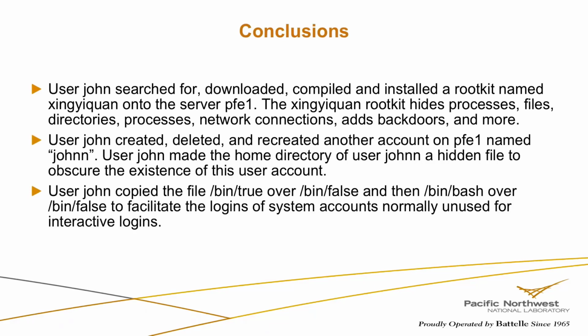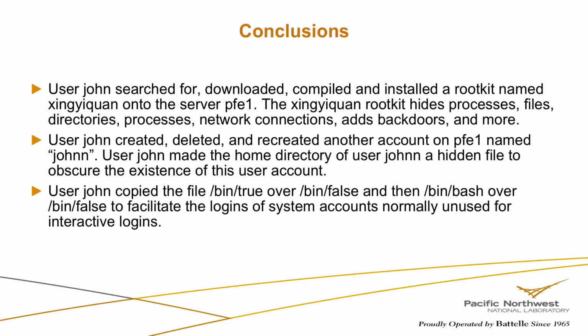Conclusions. John searched for and downloaded and installed a rootkit named Jingyi-Quan. I did some research on what Jingyi-Quan does. It's a rootkit that hides processes, it hides files, directories, network connections, creates backdoors, bad stuff. Go out to Packet Storm, you can download it and look at it.